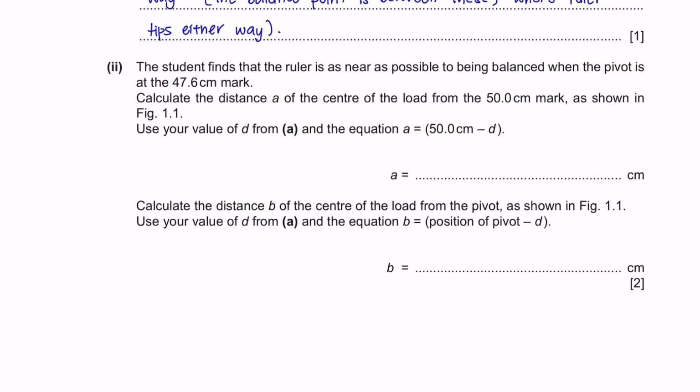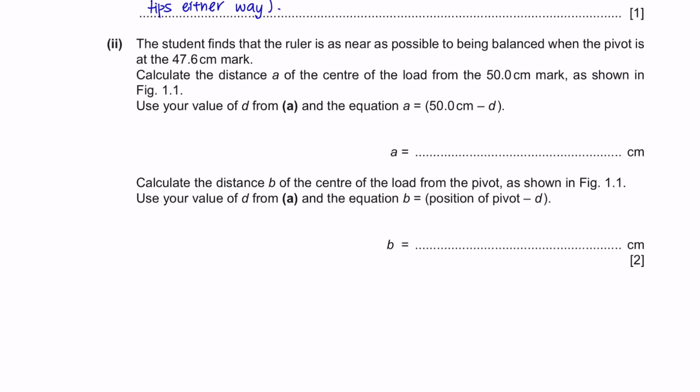Part 2. The student finds that the ruler is as near as possible to being balanced when the pivot is at the 47.6 centimeter mark. Calculate the distance of the center of the load from the 50 centimeter mark, as shown in figure 1.1. Use your value of d from part A and the equation A equals 50 centimeters take away d. The value of d from part A was 28 centimeters. So to look for A, it's 50 take away 28. So A will be 22 centimeters.